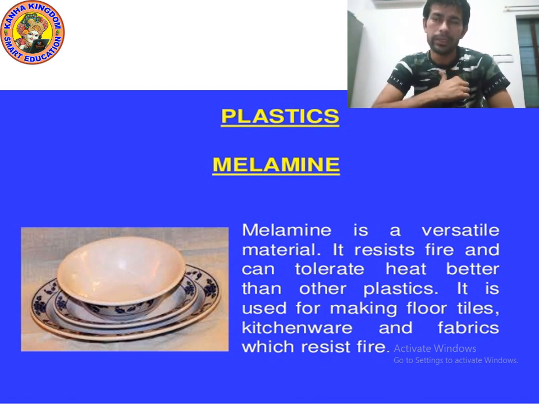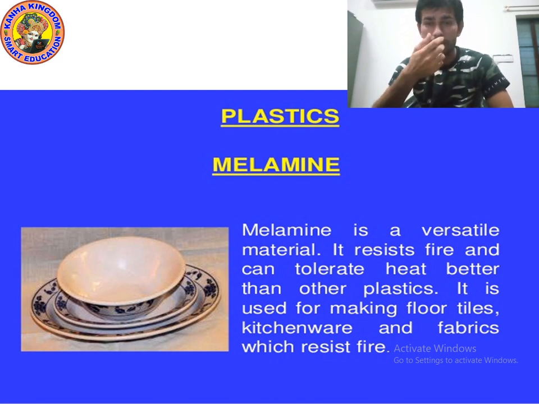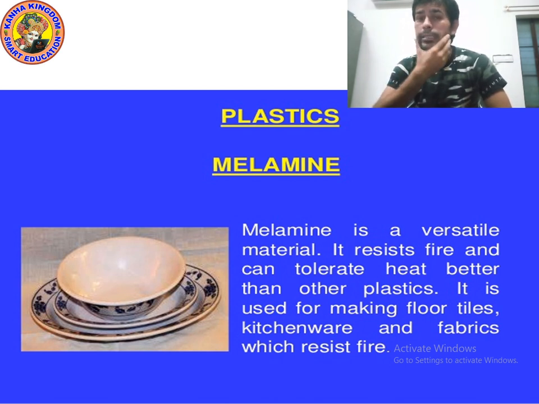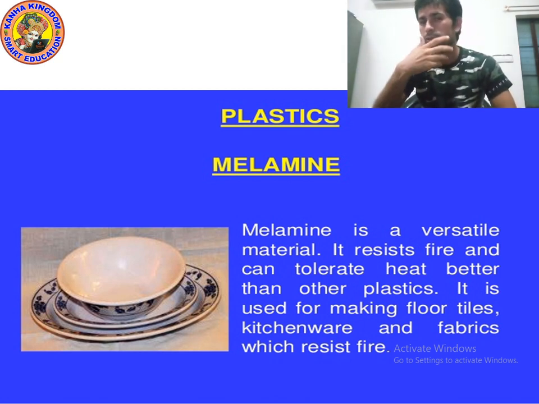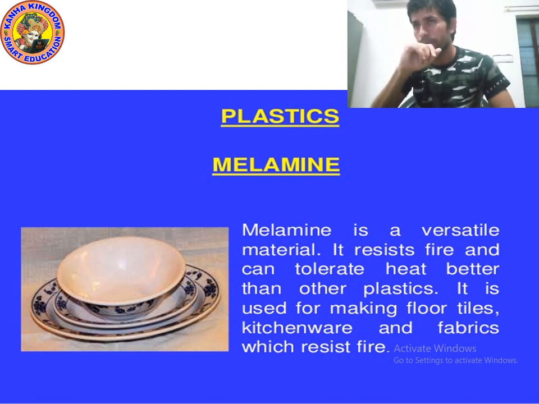Okay, that's why it is used for making many things, like floor tiles. Two kinds of tiles: first stone tile, second is plastic tile. And many people use plastic tile in their shop, in their house. Plastic tile is also good because of its fascinating color and look. Good, because it is a versatile material. Melamine is a versatile material.